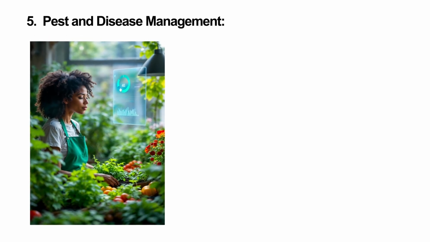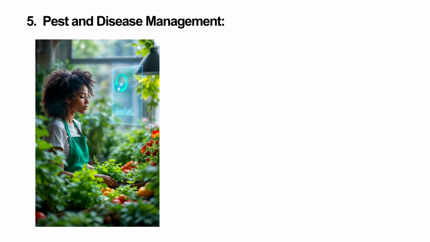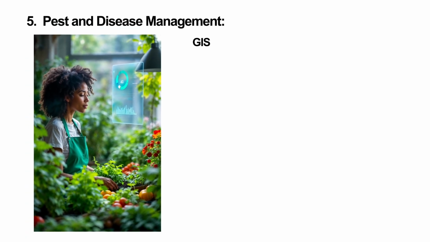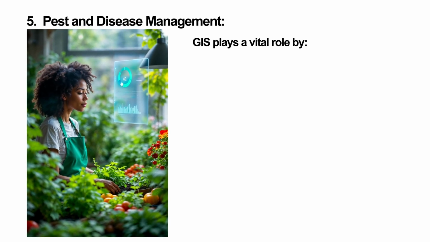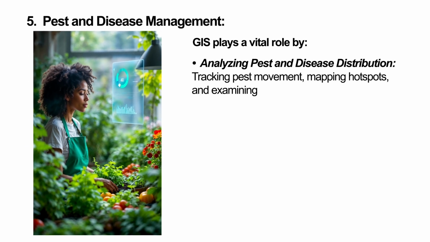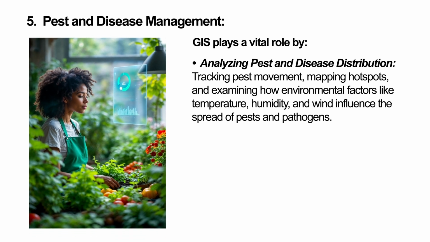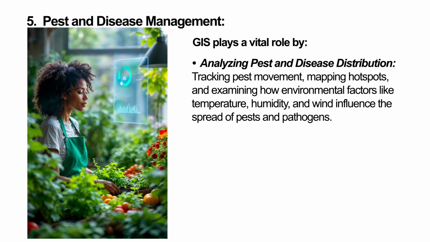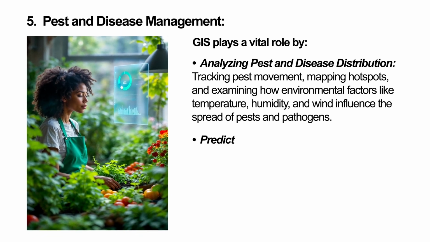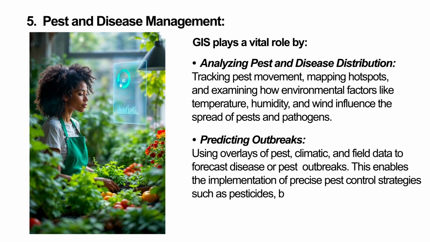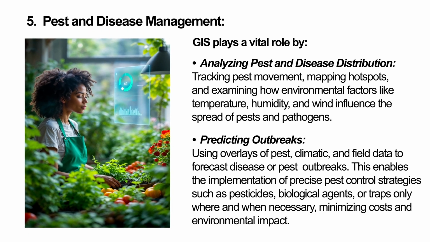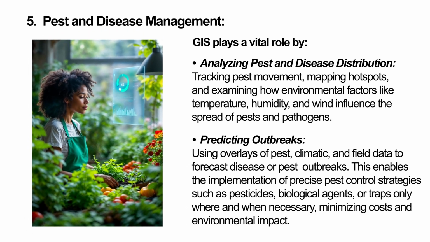Pests and diseases can spread quickly, making early detection crucial for effective outbreak management. GIS plays a vital role by analyzing pest and disease distribution, tracking pest movement, mapping hotspots, and examining how environmental factors like temperature, humidity, and wind influence the spread of pests and pathogens. Predicting outbreaks. Using overlays of pest, climatic, and field data to forecast disease or pest outbreaks.